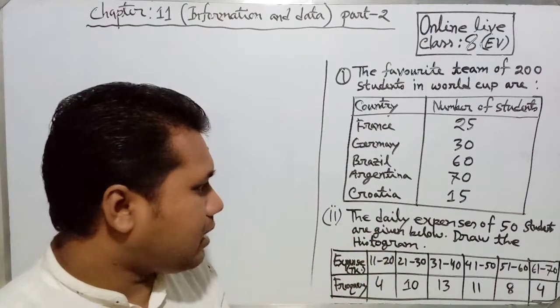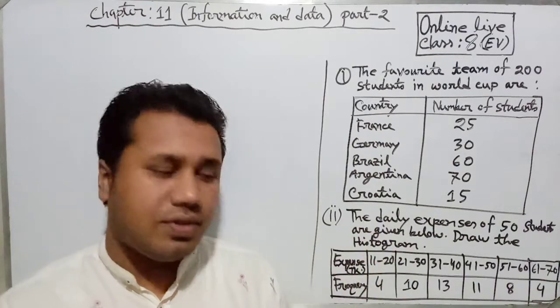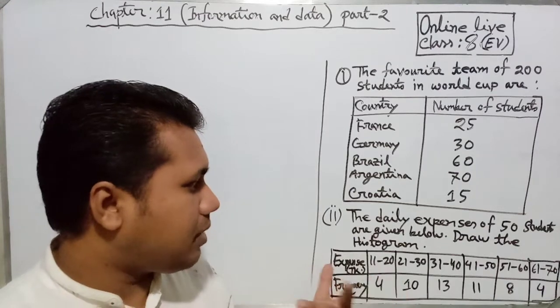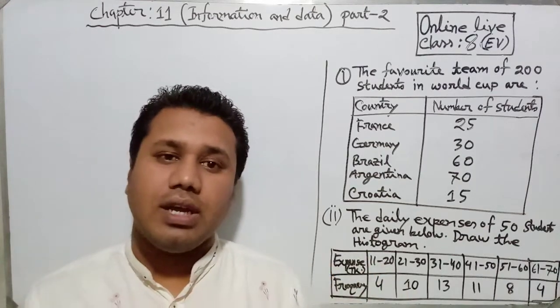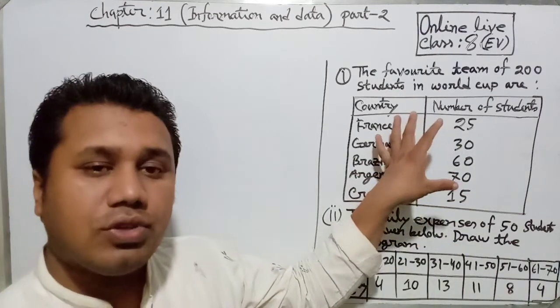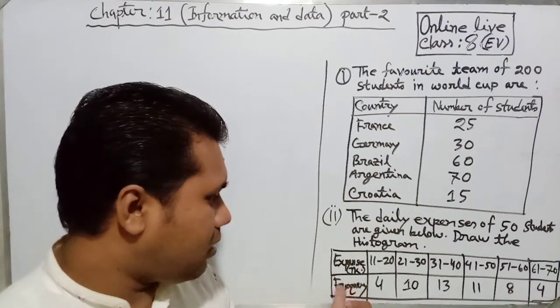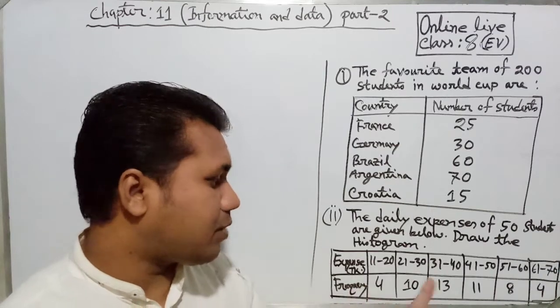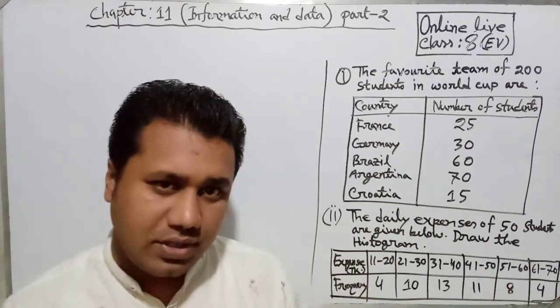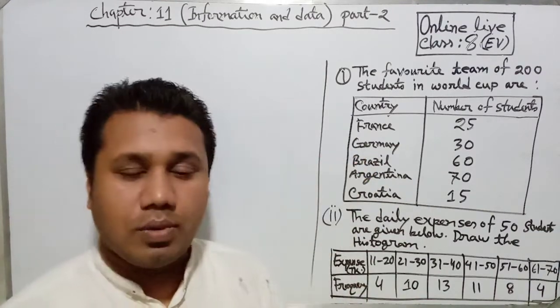And another one, the daily expenses of 50 students are given below. Now we have to draw a histogram, and by using the first table we have to draw a pie chart. Clear? Now here look, expense in taka and frequency are given. So at first, dear students, we will solve problem number 1, the pie chart.